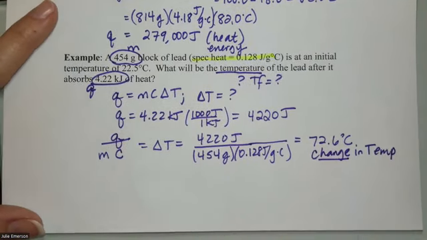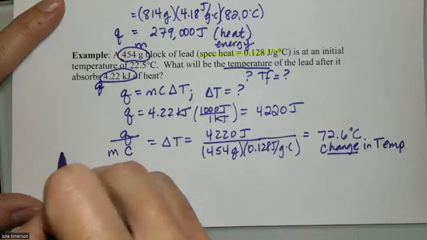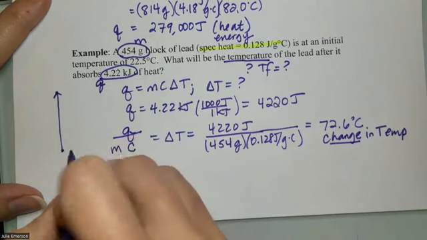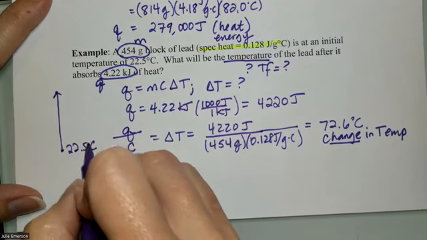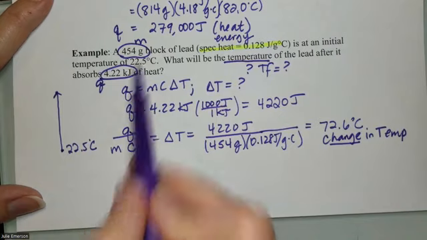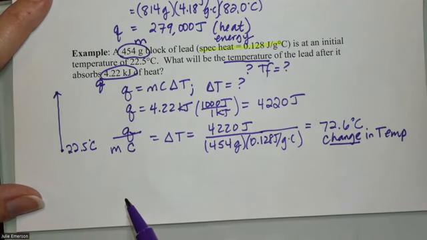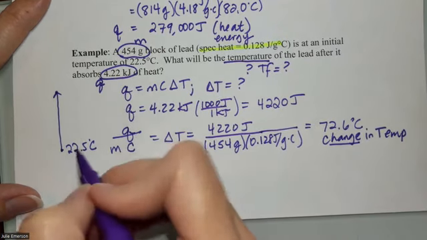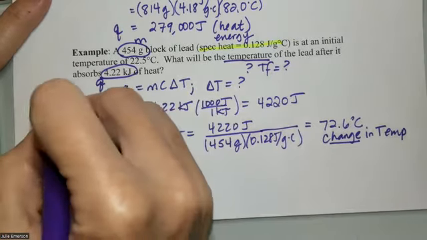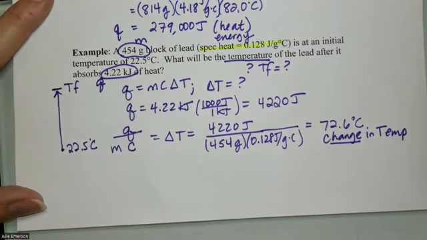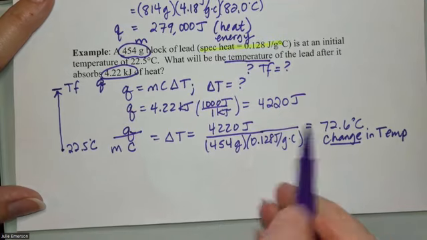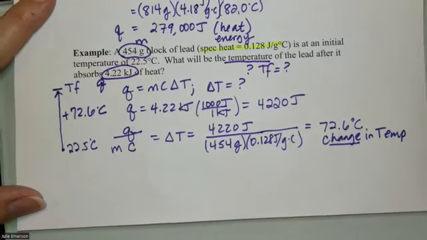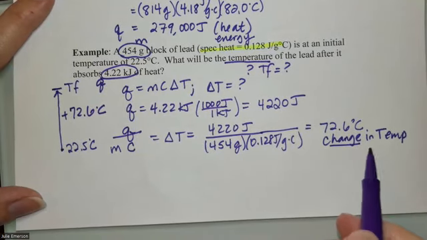That's just the change. So if I think about it, what I did with this lead, if this were my thermometer, I'm starting out at 22.5 degrees Celsius. That's what the question told me. I started out at 22.5. I put in 4,220 joules and the temperature went up, and I want to know where my final temperature is. What I know is that along the way, I added 72.6 degrees. That was my delta T, my change.